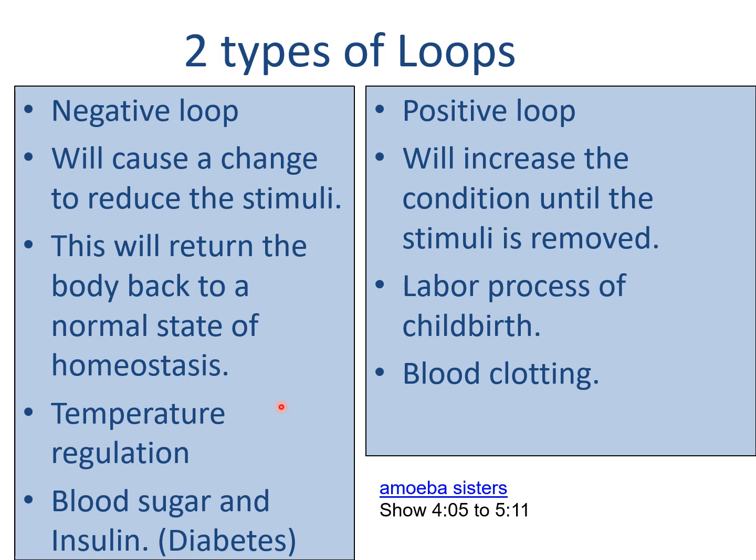So we're looking at the two types of negative feedback loops that you're going to have to be responsible for and know about. It's going to be about temperature regulation between sweating and shivering, and also blood sugar and insulin with diabetes. The two positive feedback loops are going to increase a condition until the stimuli is removed. And there's two types that you're going to have to know for this section: the labor process of childbirth and blood clotting.